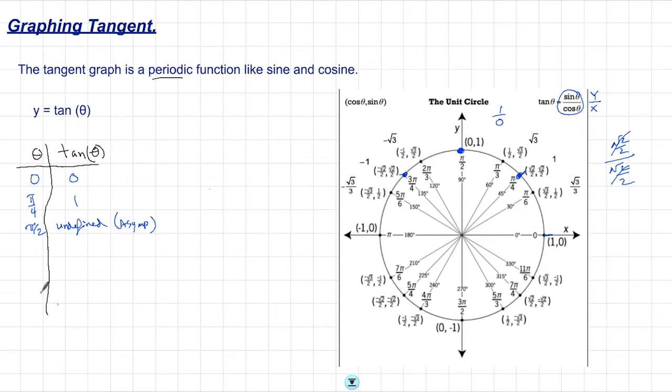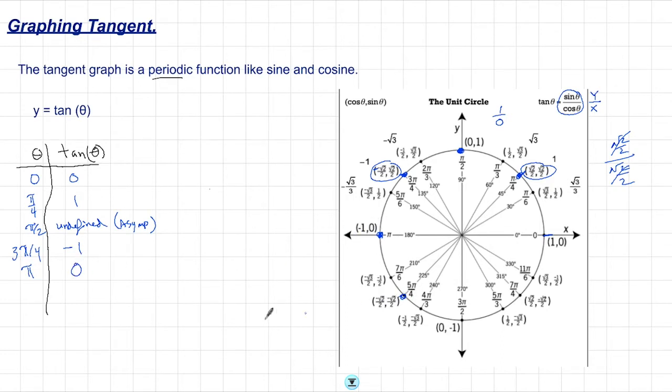All right, let's go to 3 pi over 4. If we know anything about the unit circle, we know that if these are the same, but one of them is negative, then this is going to be the opposite of 1. It's going to be negative 1. So it looks like we have a bit of a pattern going on here. Let's go to pi, and we have 0 over negative 1, which is 0.